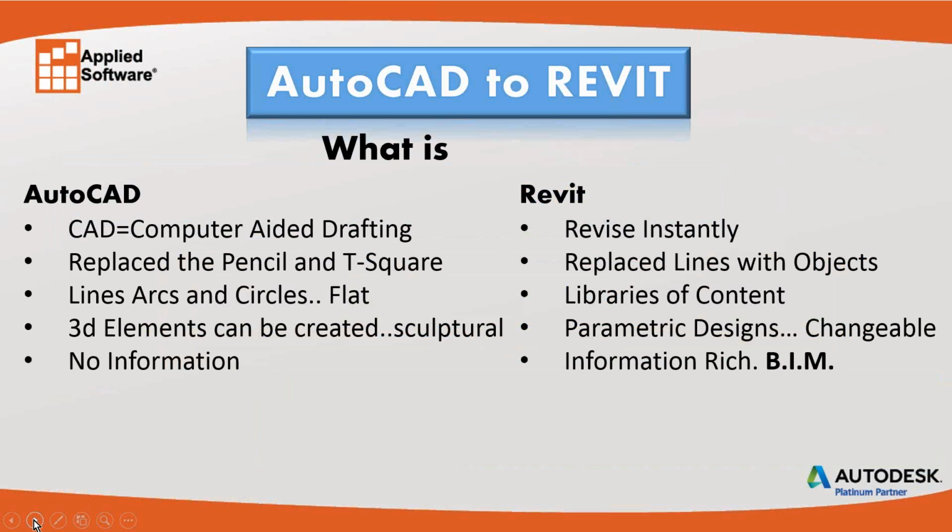On the opposite spectrum, Revit, which stands for Revise Instantly, replaces your pencil and T-square with, instead of drawing lines, arcs, and circles, placing three-dimensional objects. Those objects come from libraries of content, which is usually free and found online. Next, all the content is called parametric designs. In other words, all the content and things that you draw in Revit are changeable. And last but not least, it's information rich, which is BIM, Building Information Modeling.